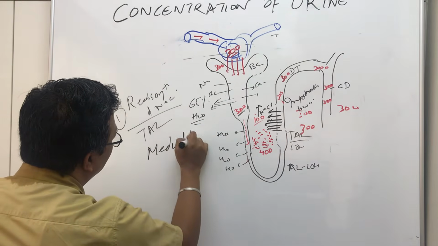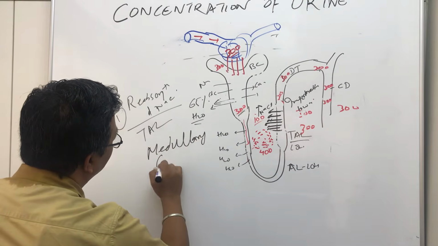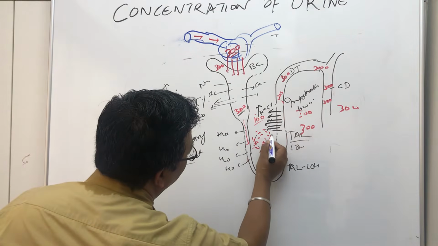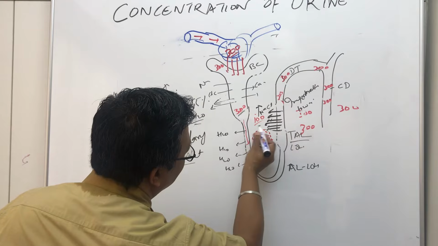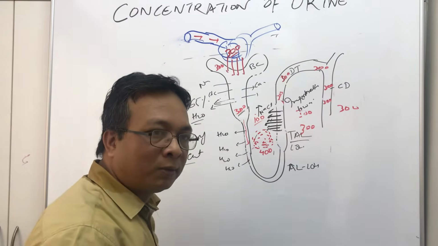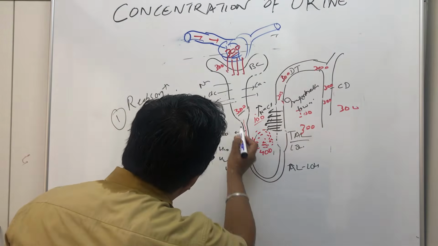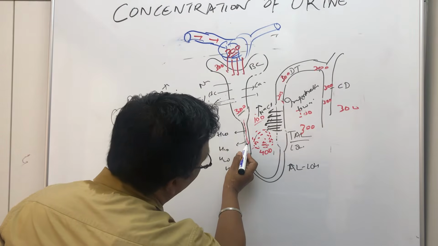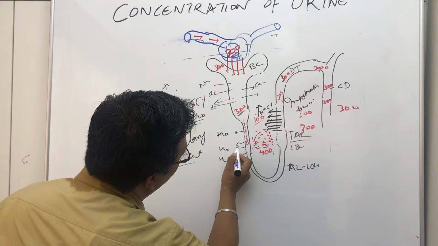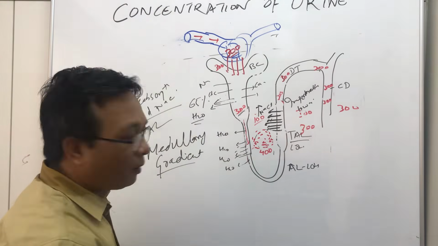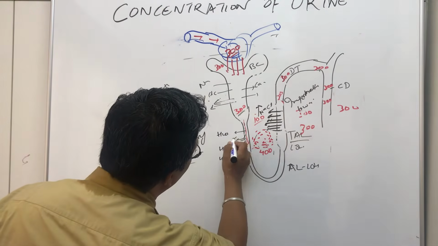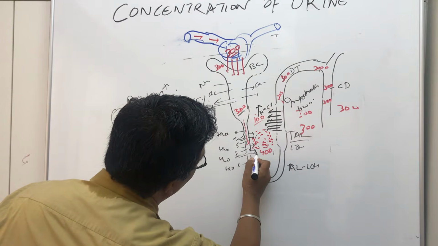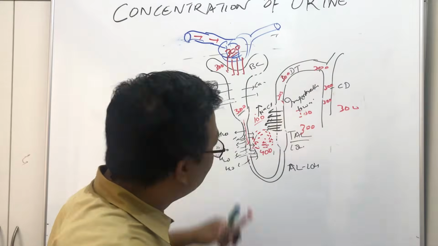So the medullary gradient: you are producing a heap of increased sand by reabsorbing lots and lots of sodium chloride. As a result, this new fluid of 300 milliosmoles will now lose lots and lots of water. Water will be more reabsorbed here because the absorption capacity has increased, right? So 300.